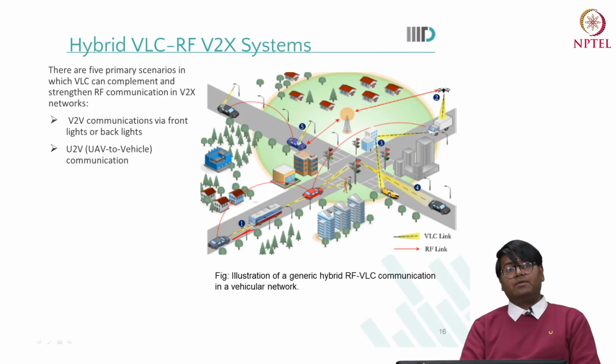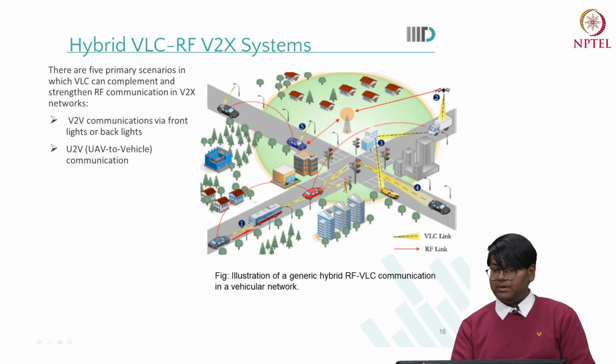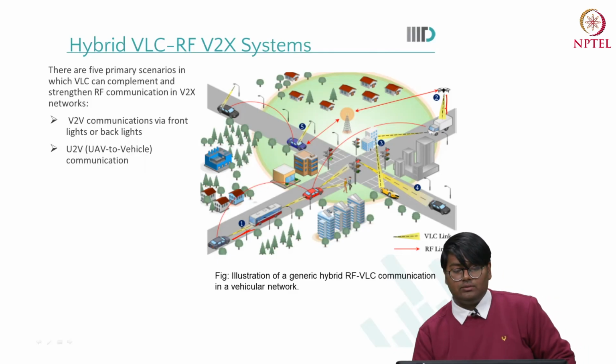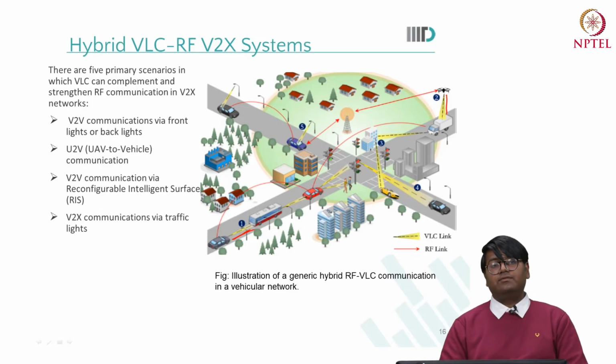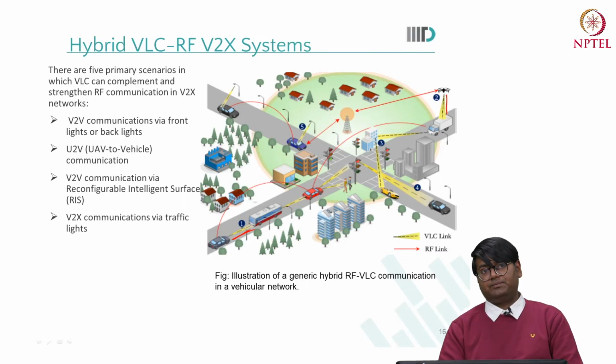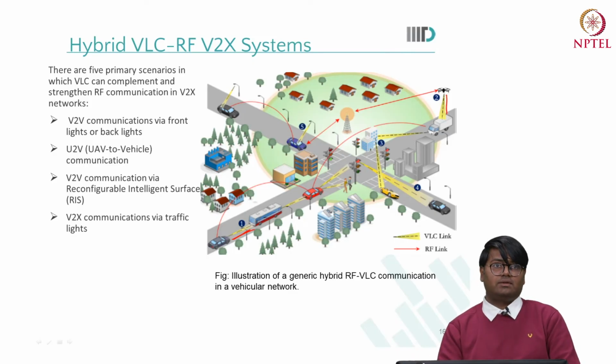Secondly, we can also have UAV to vehicle type of communication. Then we can also have vehicle to vehicle through reconfigurable intelligent surfaces, or RIS. This RIS, or reconfigurable intelligent surfaces, may be a new concept to our learners, so I will briefly discuss what it is. Reconfigurable intelligent surfaces make use of numerous materials which can be used for altering the phase, amplitude and the polarization of the incident signal wave to a desired user.